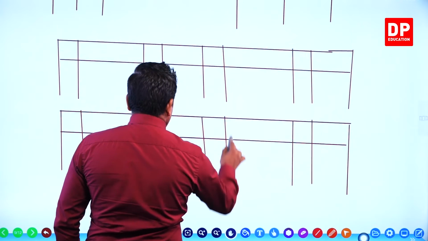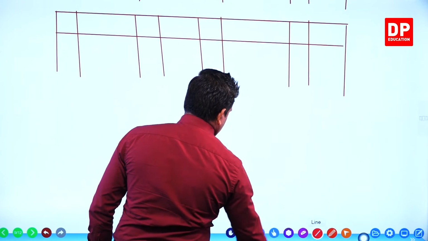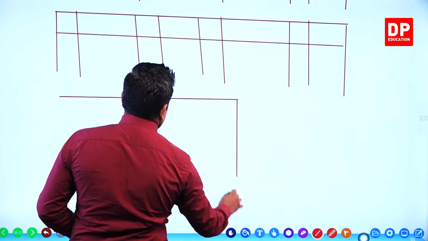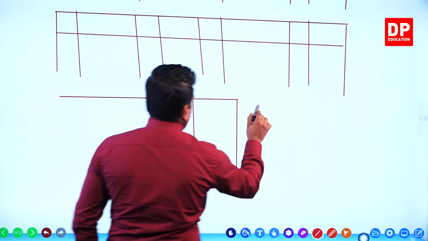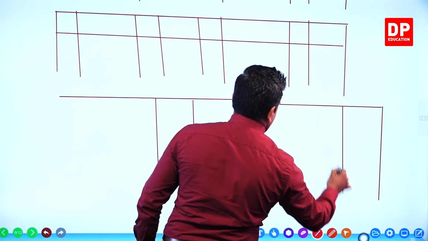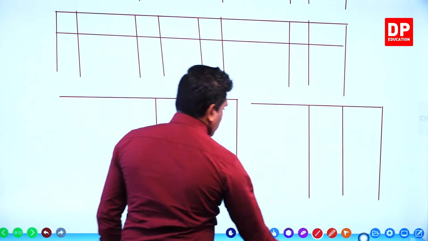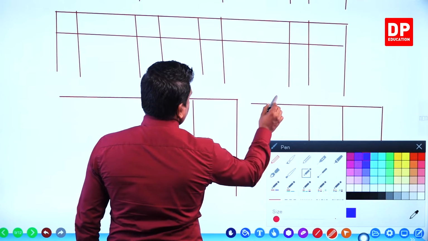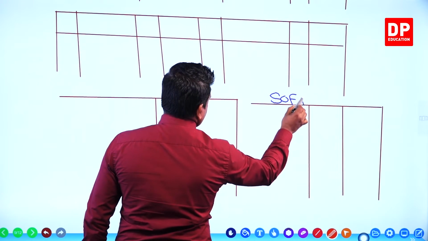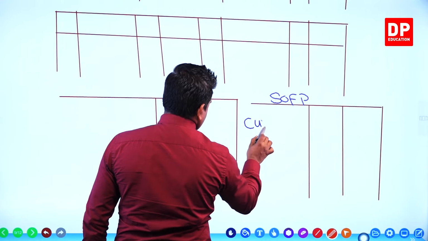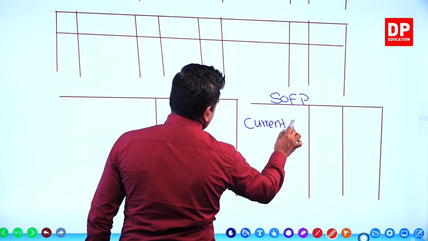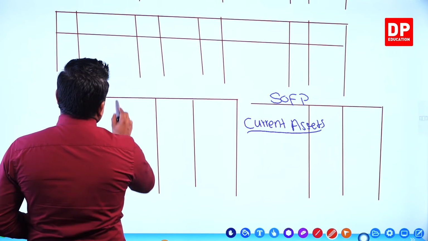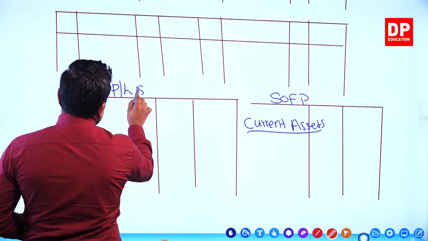Okay, now what do we need? We need the statement of financial position and the profit and loss statement. Now we name the columns and accounts. Here, the statement of financial position, we need here under the current assets. Right? Here, the profit and loss statement.